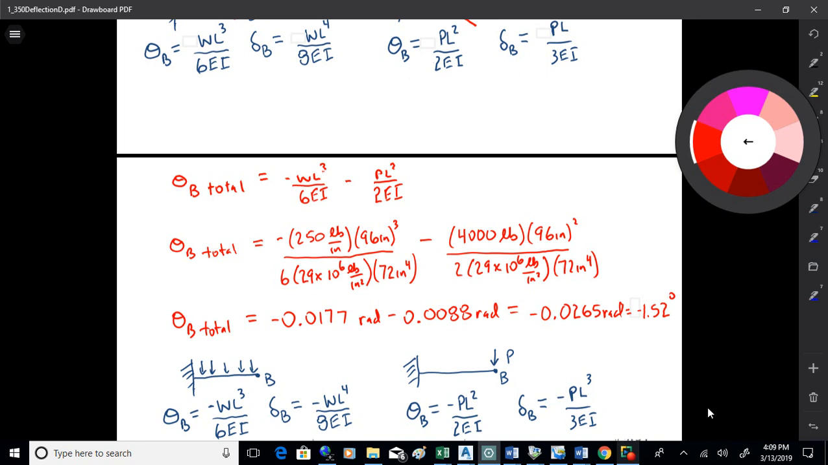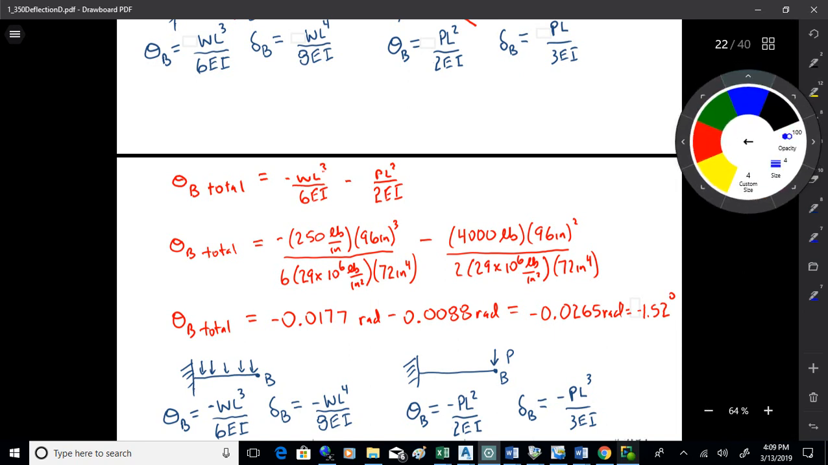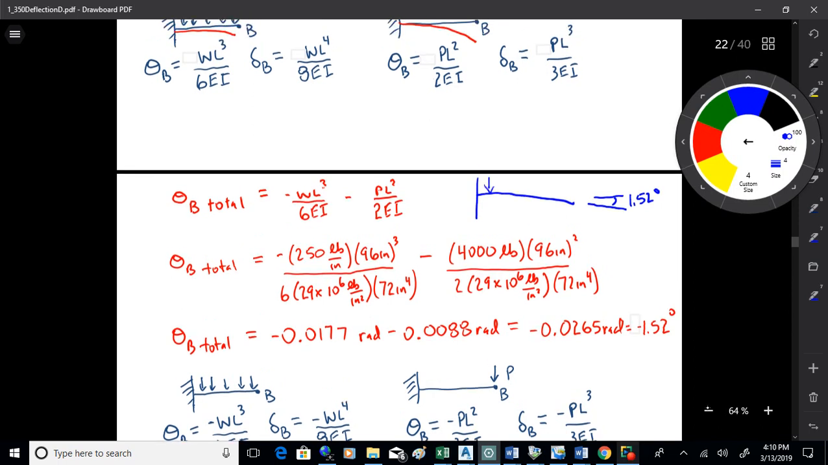So what's going to happen here when you load this beam up, as shown there, is it's going to be bending down, and at the end of the beam, if you project that out, that's 1.52 degrees. The slope is negative 0.0265, okay? So that's what would happen with this beam, with our models here, okay? So we're doing all right with that? Okay.